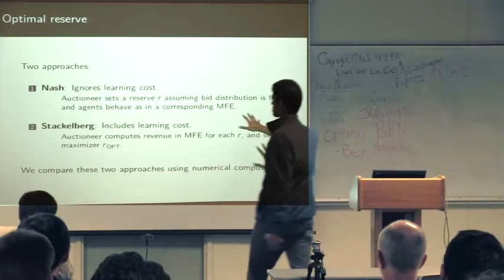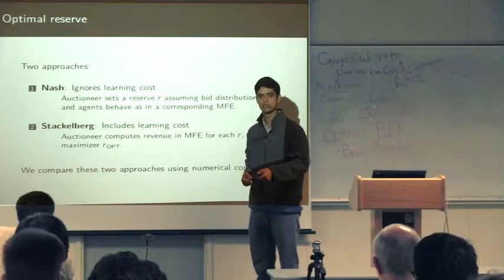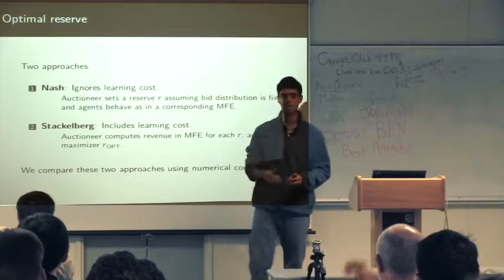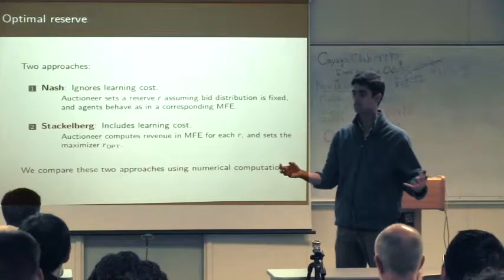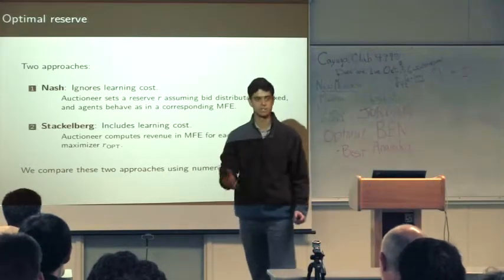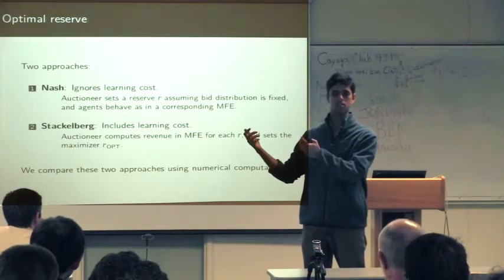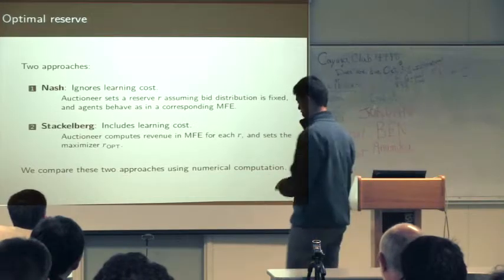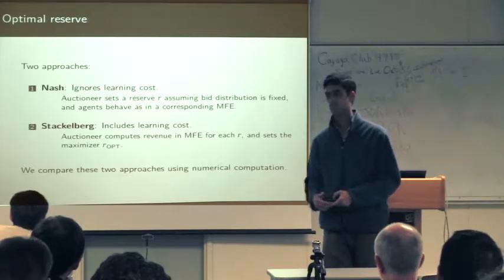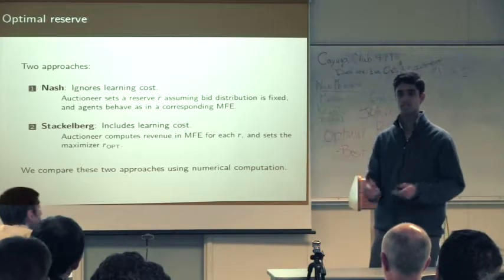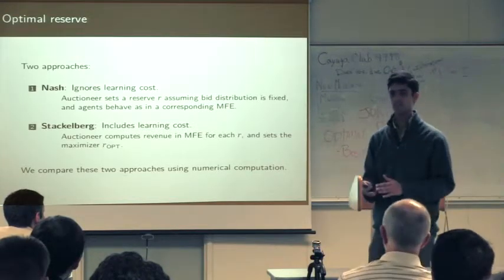In this case, the auctioneer does not incorporate the fact that if he changes the reserve price, the bid distribution will change. Whereas you can look at a Stackelberg approach, where the auctioneer anticipates that changing the reserve price would change the bid distribution. Here, for each reserve price, he computes the mean field equilibrium, looks at the revenue, and chooses the reserve price that maximizes the revenue. We compare these two approaches using a numerical computation. We use an iterative method to compute the mean field equilibrium, and in all cases that I have tried, the bid distributions converge.